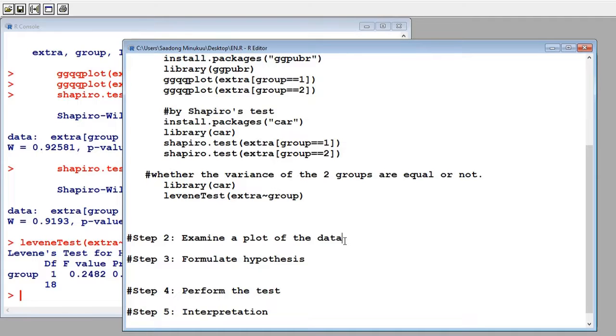And we can still move ahead and examine our data, let's say graphically, based on what we've just done, having realized that the two groups have equal variances.